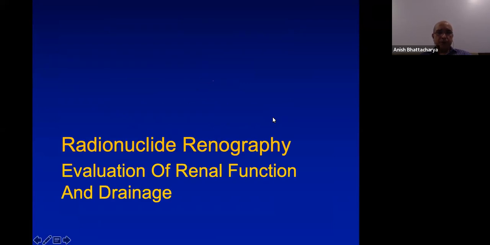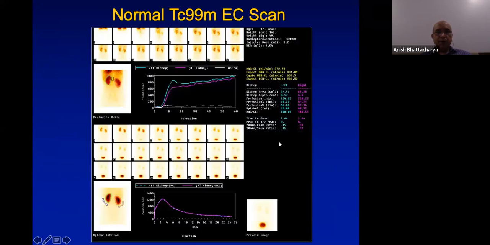So, evaluation of renal function and drainage. Now this is a normal technetium EC scan. You get all this information on the results page. You can also see these images individually on separate pages. Initially, for the first 1 minute, this is the flow phase or the perfusion phase, where you can see the tracer coming in through the abdominal aorta and then perfusing both the kidneys. So both the kidneys are well visualized, well perfused. You get a neat graph of the first 60 seconds.